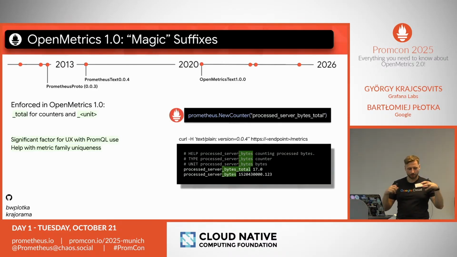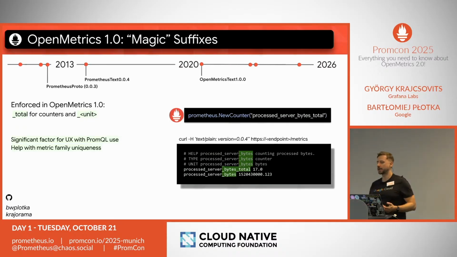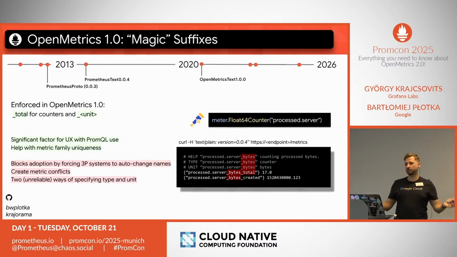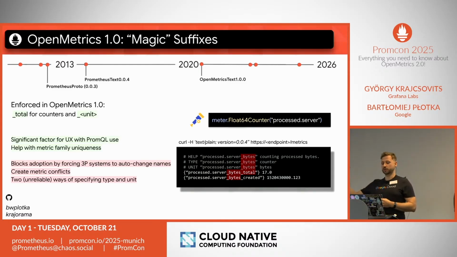So as a result, OpenMetrics was really focused on ensuring those suffixes exist, so the PromQL experience is amazing. And this is fine for the majority of users, but it poses challenges for the increasing number of users we see, with the main one being from OpenTelemetry, right?